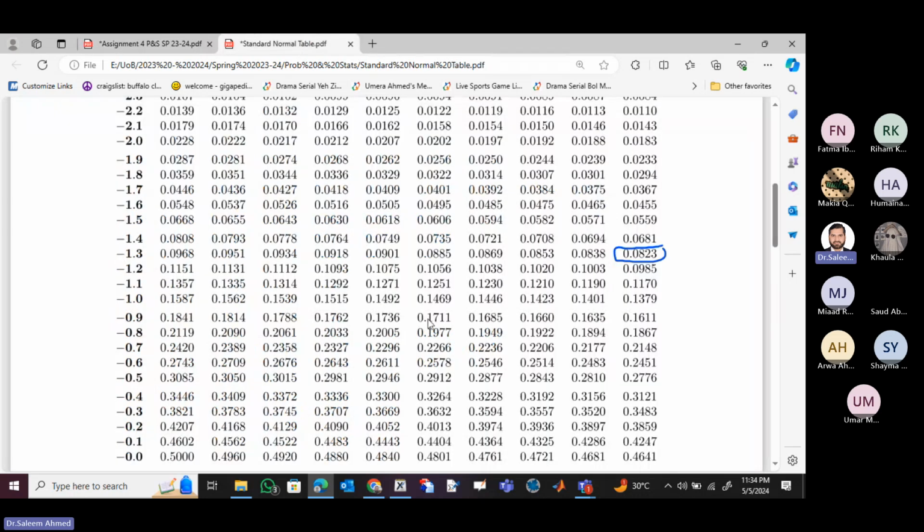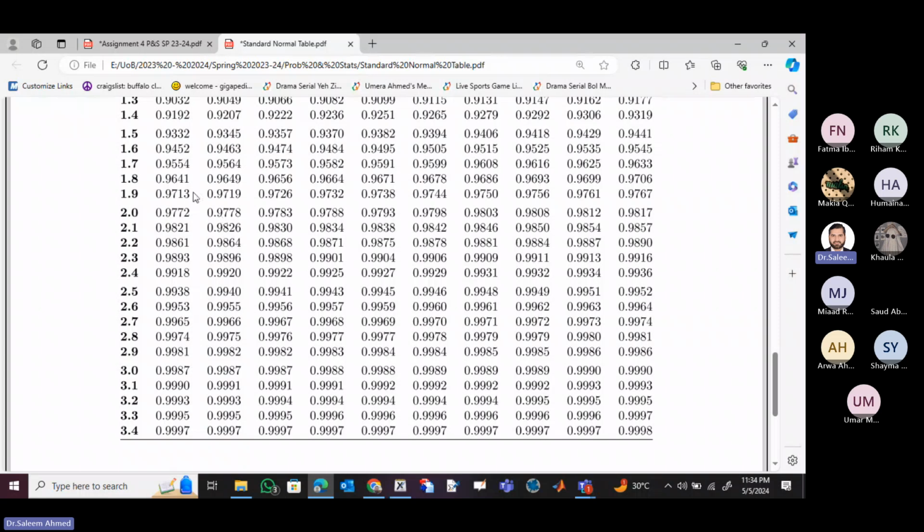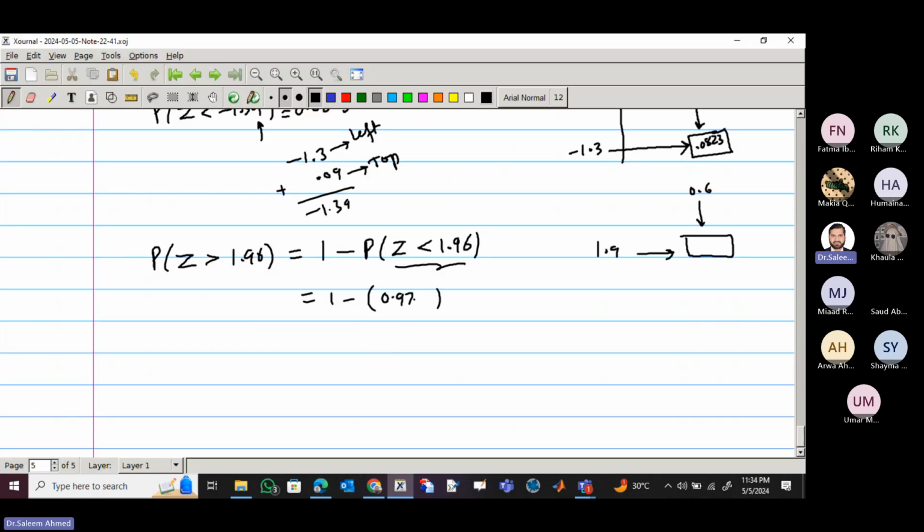Let's see here. So 1.9 is down there. First come the negative values, then the positive. For 1.96, the first column is 0, then 1.90, 91, 92, 93, 94, 95, 96. This is the seventh column: 0, 1, 2, 3, 4, 5, 6. This is 1.96, giving 0.9750. So now you subtract it from 1, so 0.0250, and that will be the area on the right.